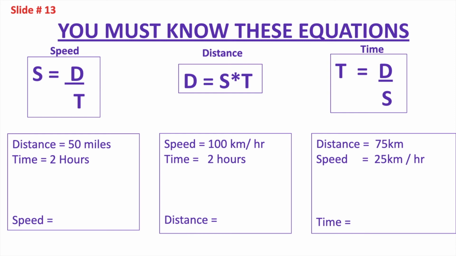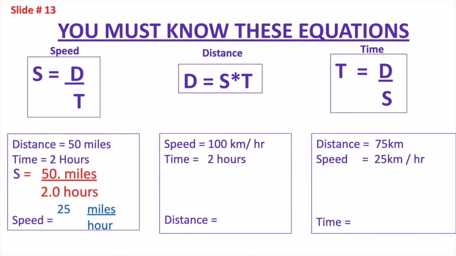So, let's do some examples. Speed is equivalent to distance divided by time. Let's say we're solving a word problem and I give you a distance of 50 miles in a time of 2 hours. I would calculate that speed is equivalent to 50 miles divided by 2 hours, and I would get my speed to be 25 miles per hour.